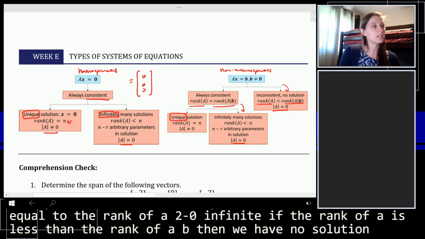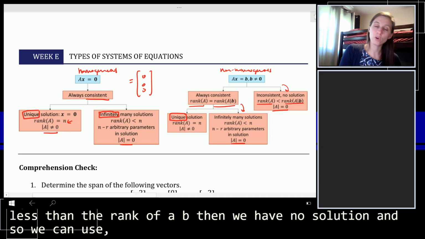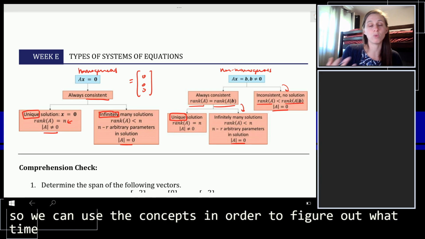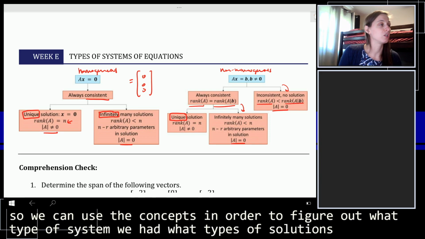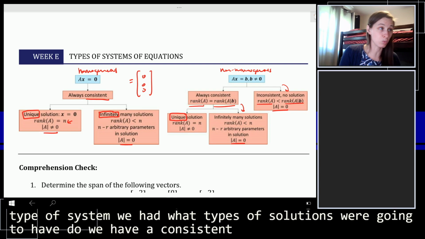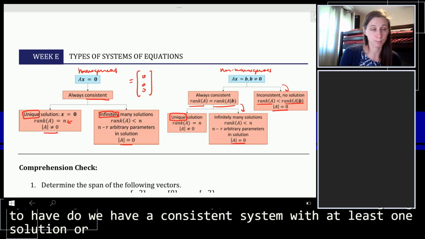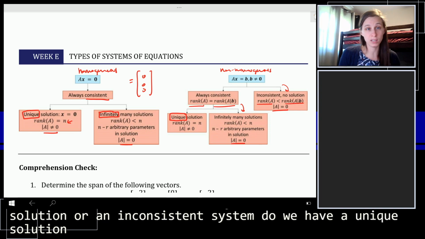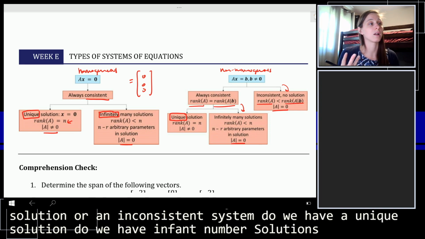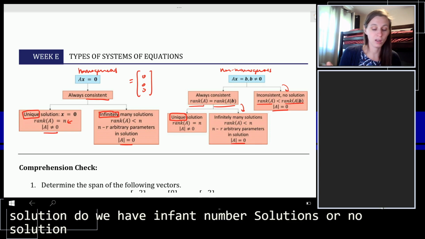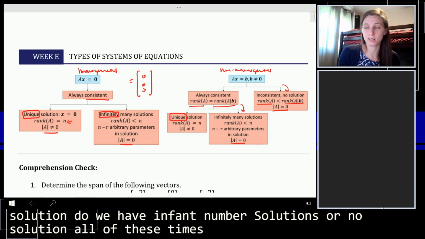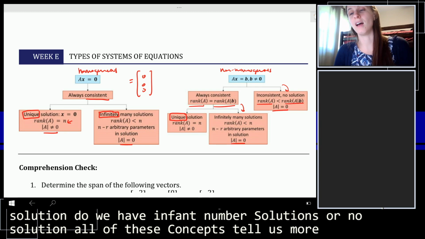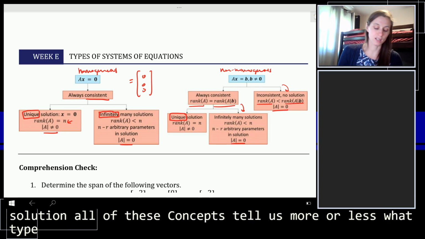And so we can use these concepts in order to figure out what type of system we have, what types of solutions we're going to have. Do we have a consistent system with at least one solution, or an inconsistent system? Do we have a unique solution? Do we have an infinite number of solutions, or no solution? All of these concepts tell us more or less what type of system we can have.